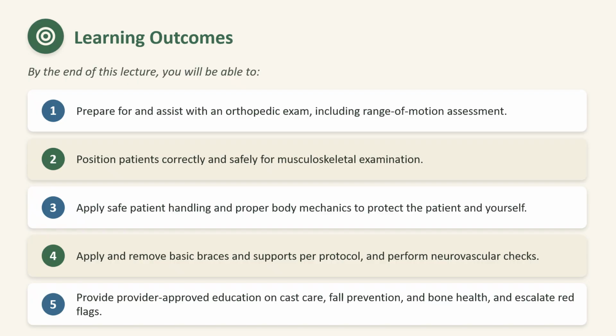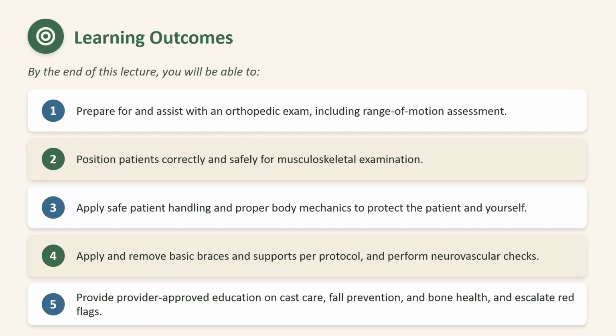Five outcomes, all hands on. First, prepare for and assist with an orthopedic exam, including helping with range of motion assessment. Second, position patients correctly and safely for musculoskeletal examination. The right position makes the exam possible.